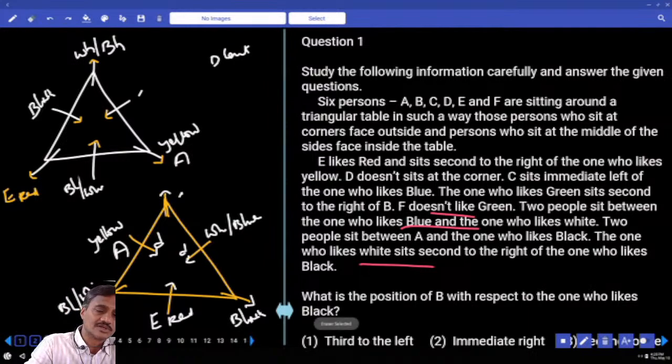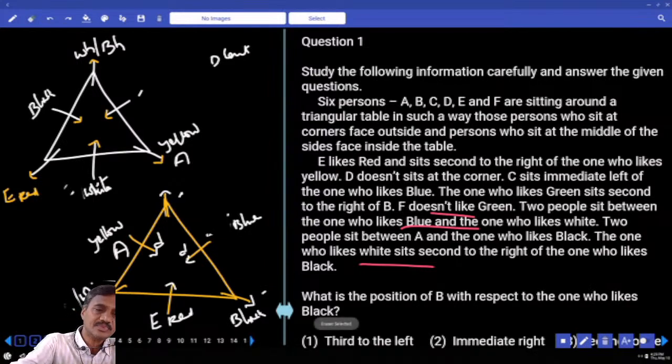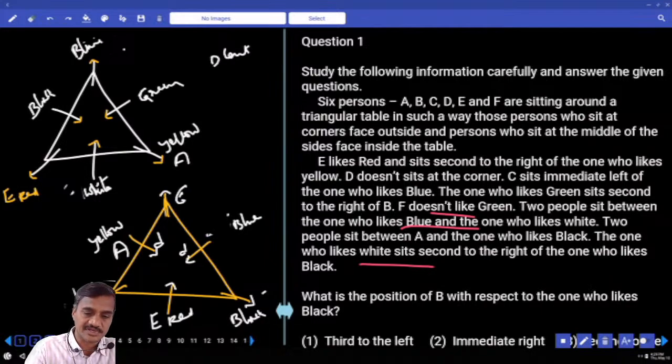White is seated second to the right of black, isn't it? Now black is here, then white must be at this place. Clear? And if white is here, then blue must be at this place. Then what is the only color left over here? Green. Now white and blue, and so blue must be at this place. Then finally we are left with which color? Green color. Finally here also we are left with a green color.